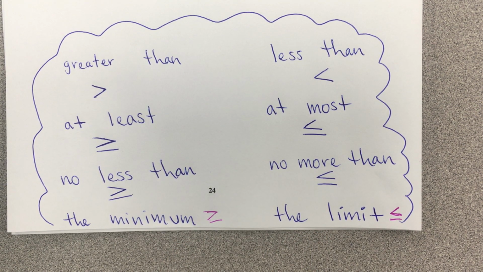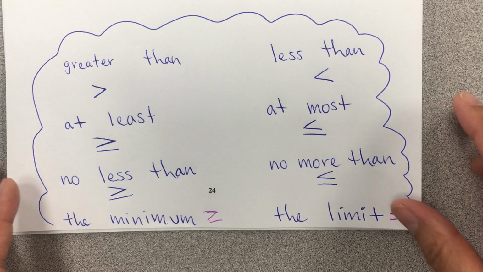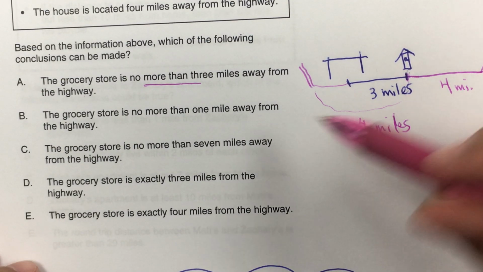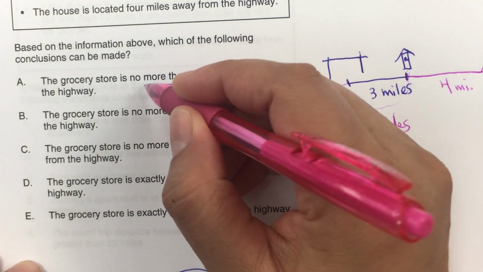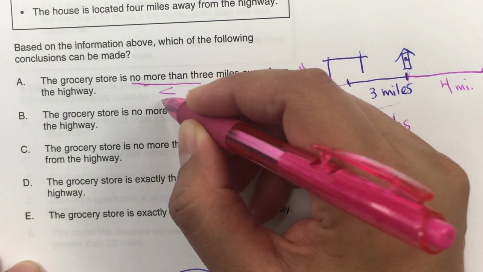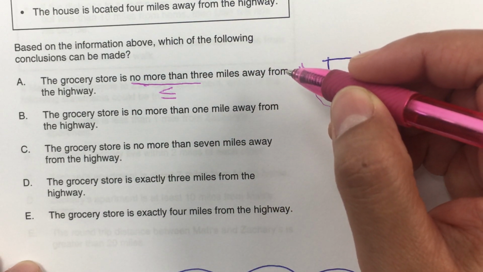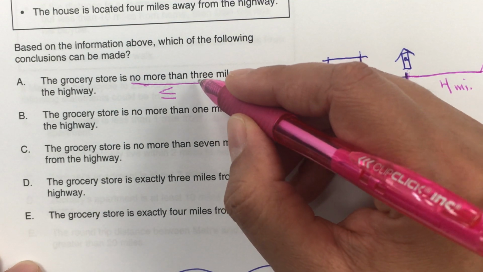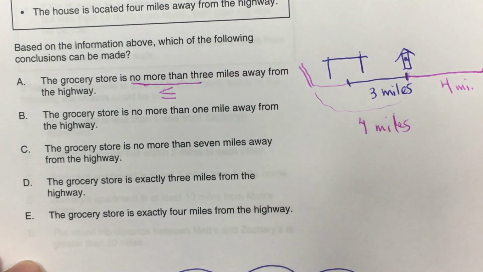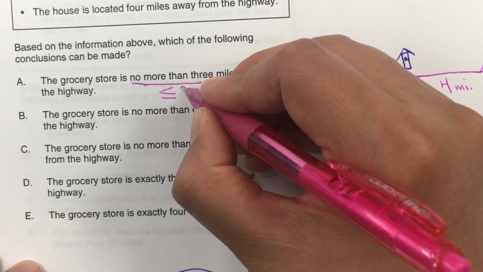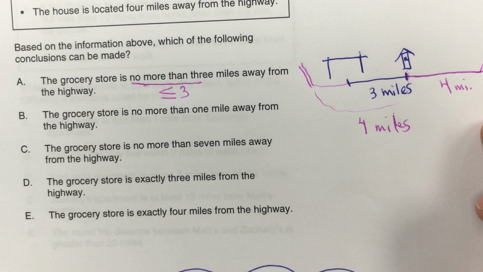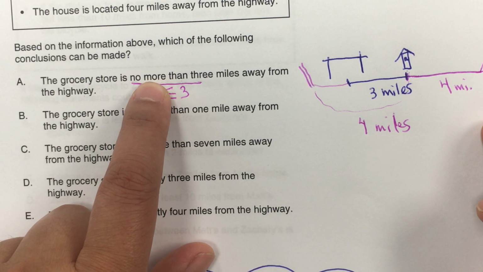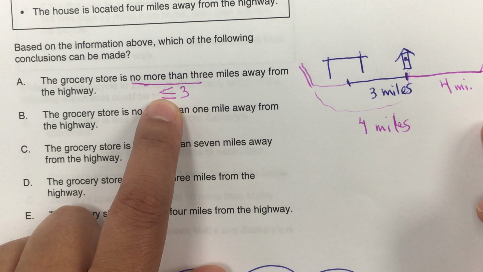So those are some vocabularies that you might find useful. And let's go back to the problem. Now that we have that vocabulary, no more than means less or equal miles away from the highway, okay? So less or equal than 3 miles away. So careful, don't get confused with the word more, but it says no more than that. Okay, so it has to be less or 3 miles.